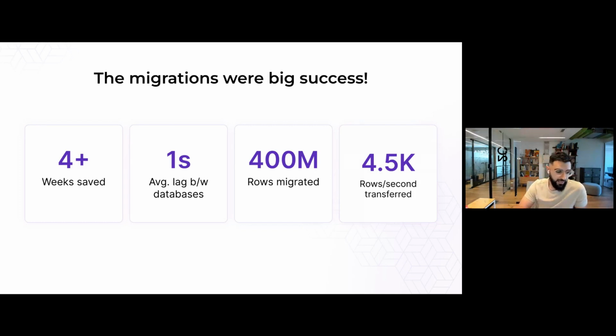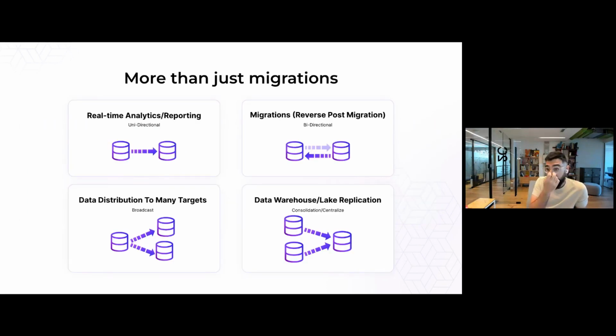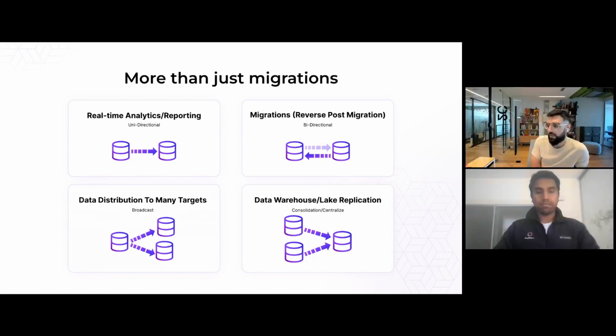And for our critical database, we averaged around 4.5 rows a second. Again, that was on the slow side because we were migrating clusters in different data centers, but it can be much faster than that. It's not the only thing that Arcion can do. You can use it for many other things, and it's actually a tool that we consider is now on our tool belt. You can do real-time analytics and reporting, just migrating from one place to another, which is similar to what we did.